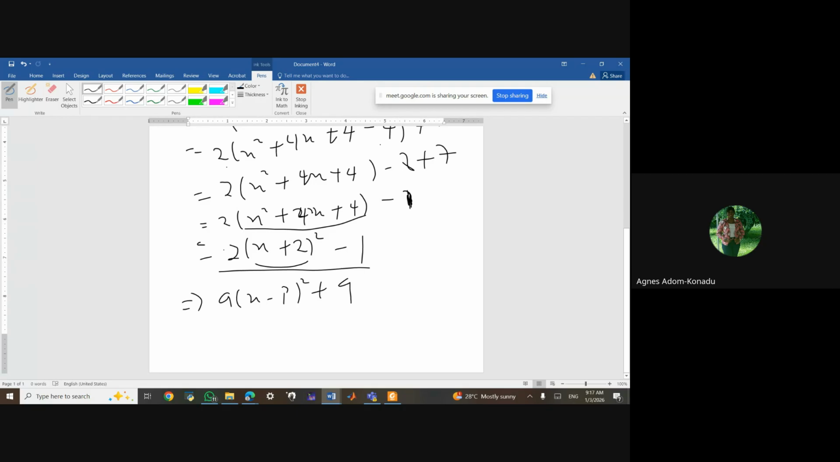So in the standard form here, what is my p? 2, positive 2. Are you sure it's 2? Minus 2. P is minus 2. And what about my q? Minus 1. Okay, so we are told that the vertex is (p, q), so it means that it is (-2, -1).